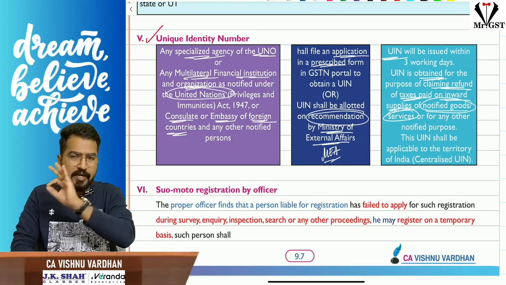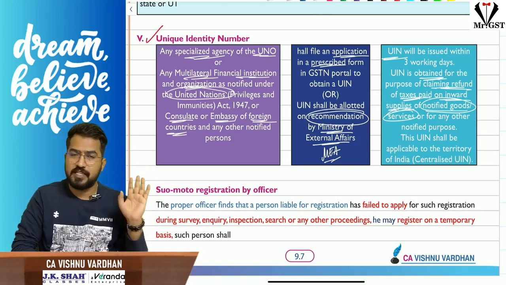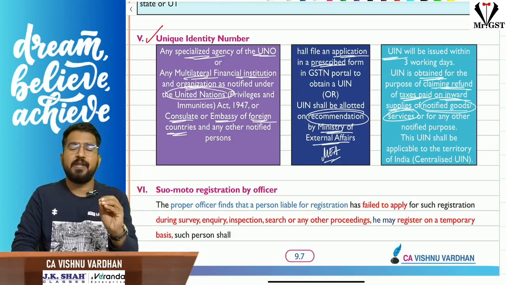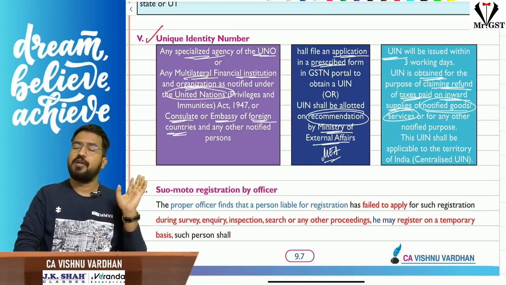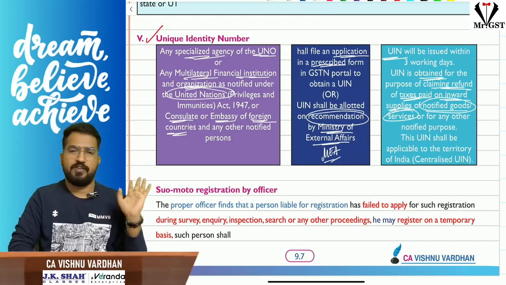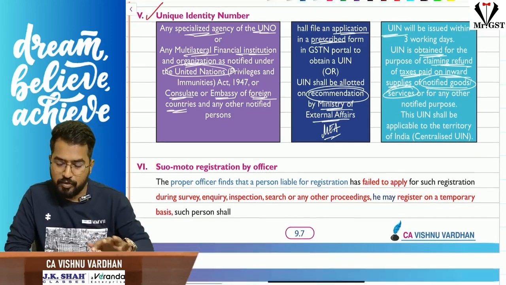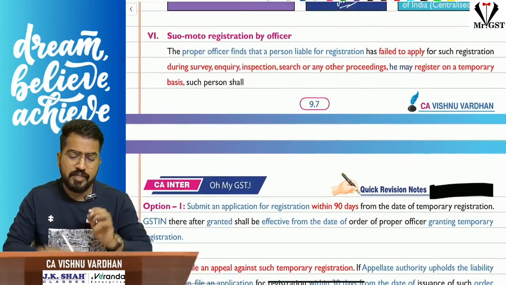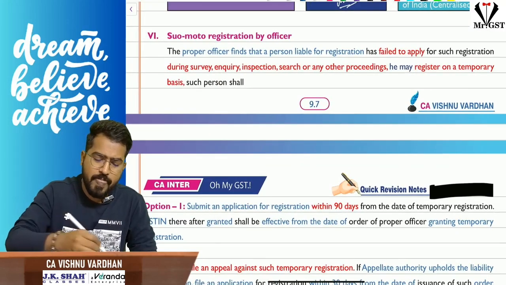So unique identity number is not a registration. Please understand that. That is merely for applying for refund of GST paid on inward supplies which are notified by the government. Okay, so that is the point. Fine. So let us move on to the next one. What is the next one?